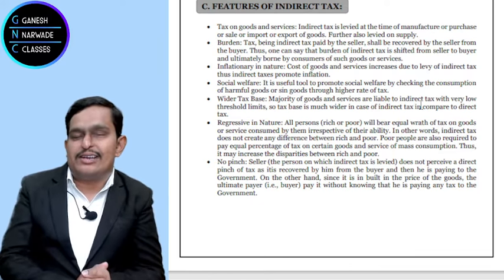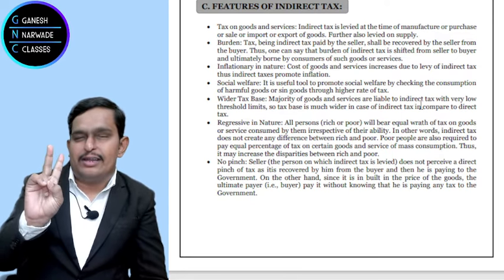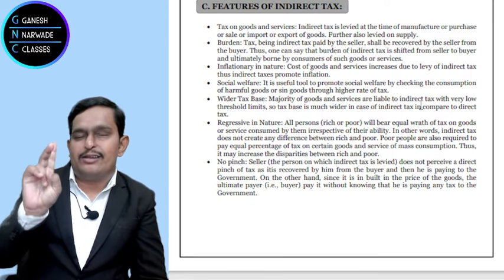So how many points did we do? First one, tax on goods and services. What is the second one? Burden. Third one, burden shifted from businessman to consumer. Third one, inflationary. It increases the price. 0.33 increased, correct? Fourth one, it is creating social welfare. Fifth one, wider tax base.